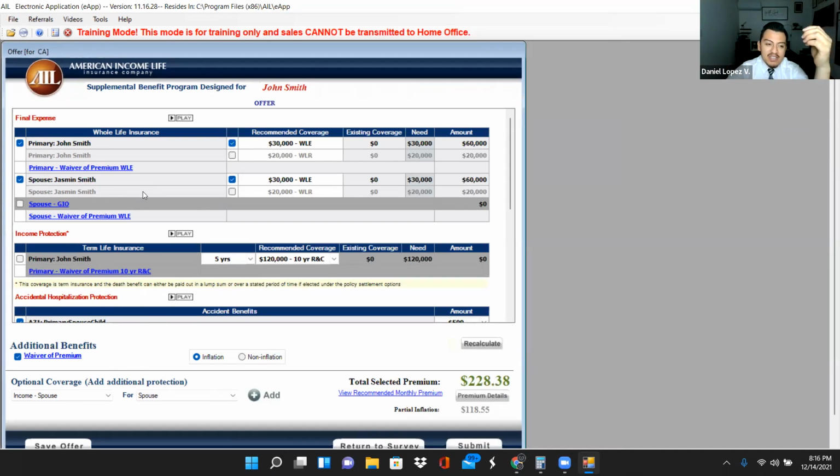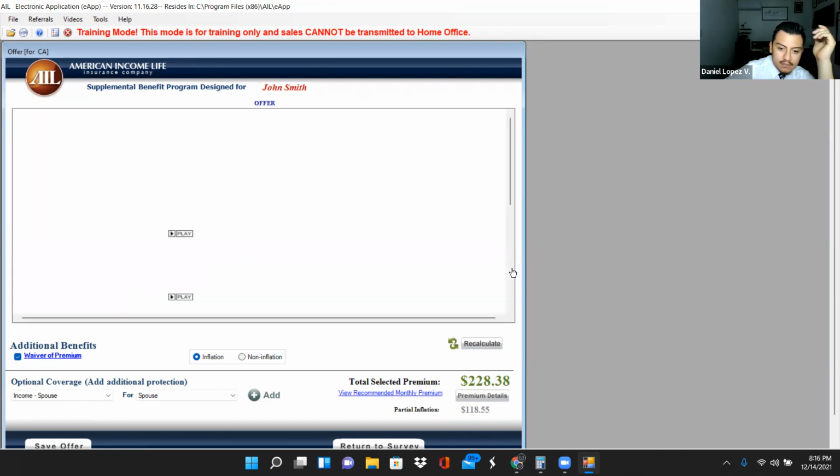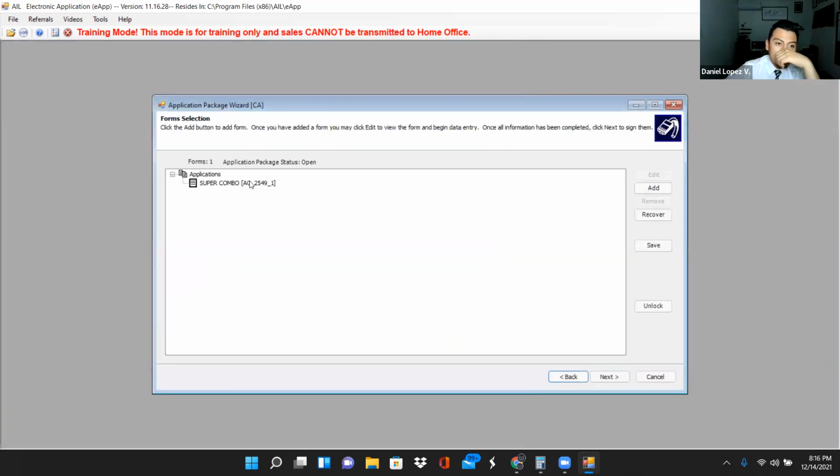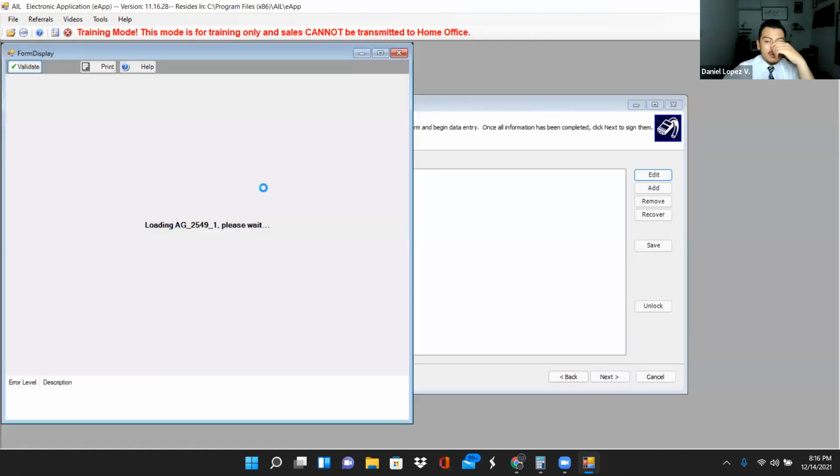So now that changes the price too. I encourage you to add a waiver of premium to every single person. It's a huge, huge recommendation. So waiver of premium, 60,000, that makes it instead of 222 now 228. And then the 35,000 makes it 164. Then you're going to press submit. Go to your super combo.